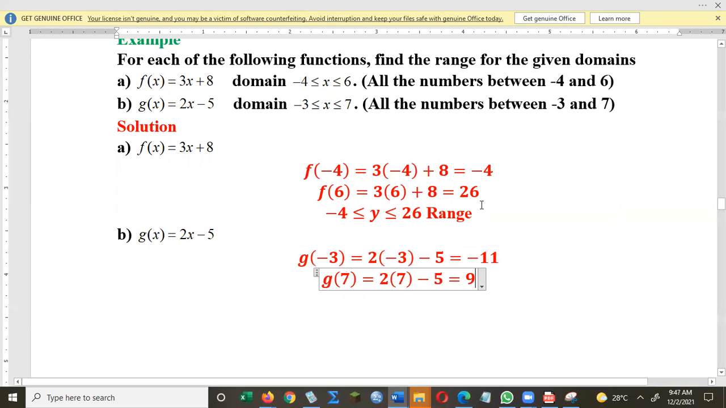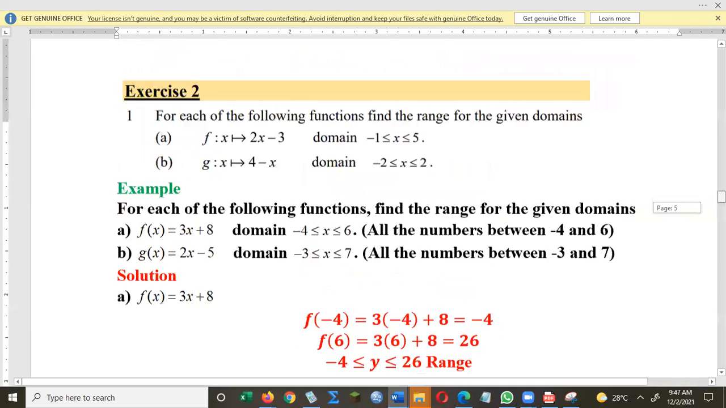And now we are going to write the range, and we have to use the letter Y. So the domain uses the letter X, the range uses the letter Y. Always remember that, never forget this. So for Y, we put the smaller number, which is -11, and the bigger number, which is 9. And here is the range. So that's what you do for number 4.